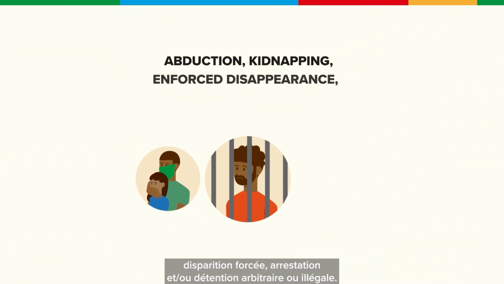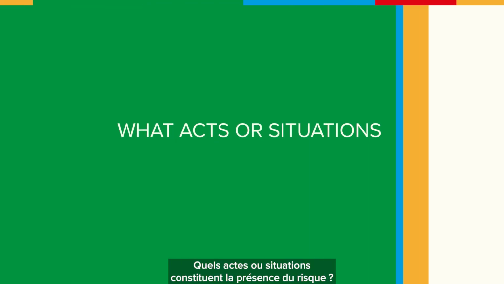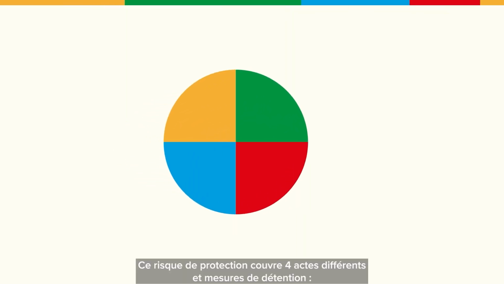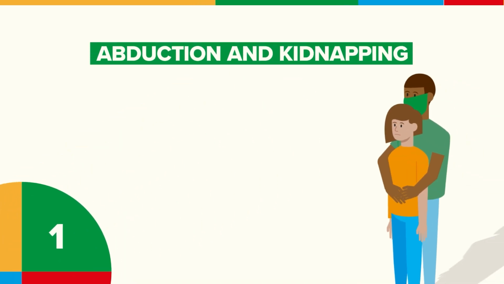Abduction, kidnapping, enforced disappearance, arbitrary or unlawful arrest and/or detention. What acts or situations constitute the presence of the risk? This protection risk covers 4 different acts and measures of detention.